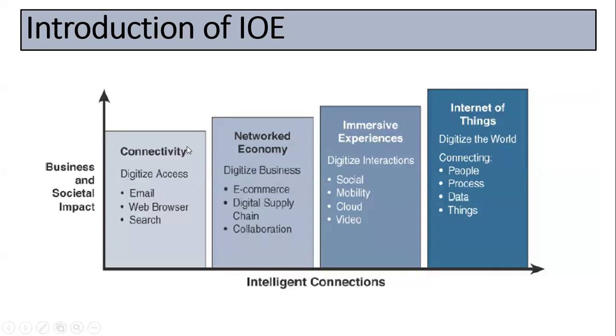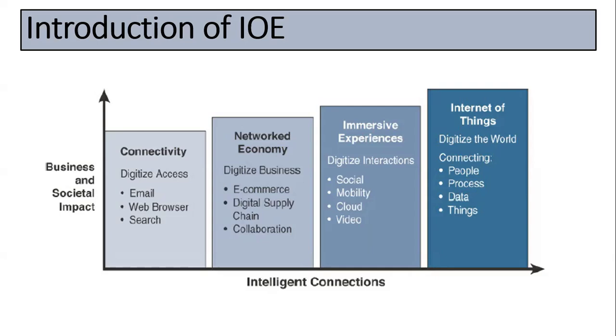First, you can see the connectivity of people. The internet was first evolved to connect people via email, web browser, and search engine. This was the first era in which the internet was connected, and the main objective was people to people connection. That was the first internet phase, in which people were connected with each other through email and web browsers.